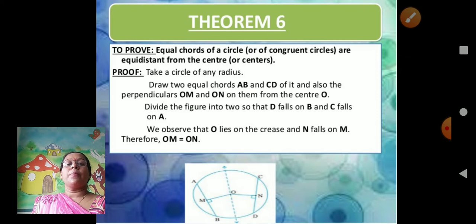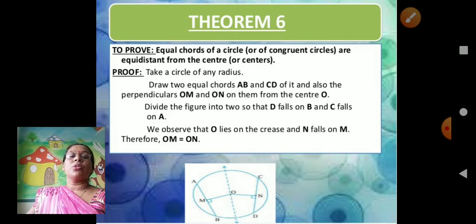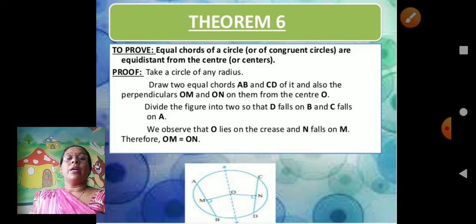Now the next theorem. Equal chords of a circle are equidistant from the center. Means this theorem is useful for 2 different circles also. Means if 2 circles are congruent, the radius of both the circles is equal, then this rule is satisfied for both different circles and in one circle also.